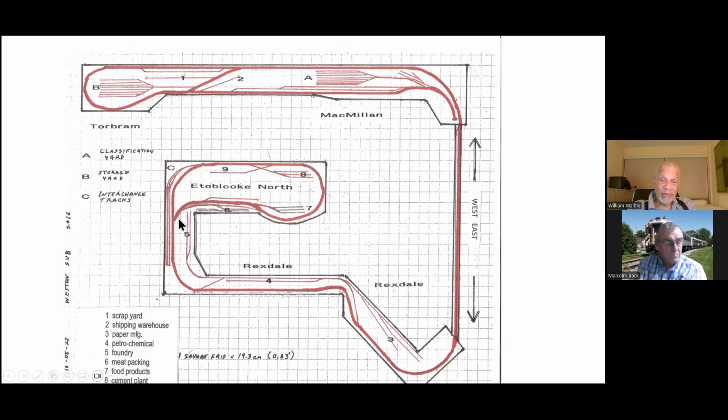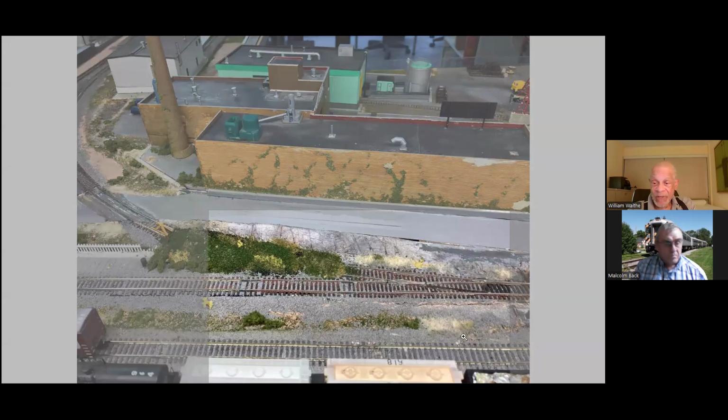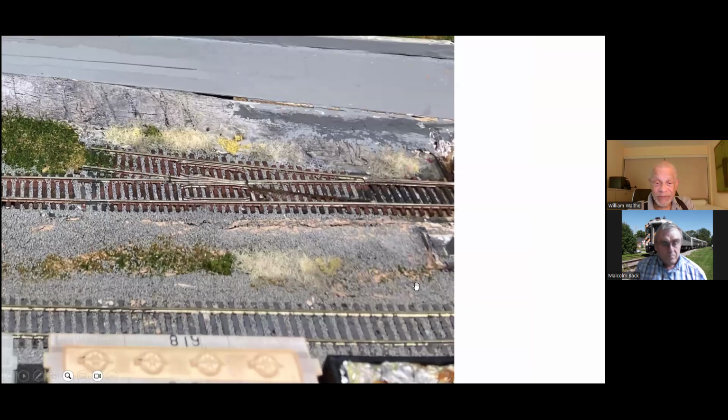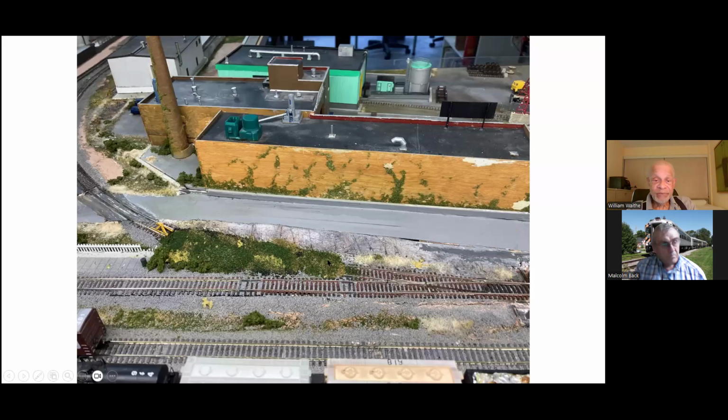So we removed the turnout here, and this was done simply by doing the equivalent of spiking the turnout. This portion of the moving point rail was soldered to the stock rail. The other one was removed, and as you can see, the turnout was just cut off here. So we have removed the reversing loop.